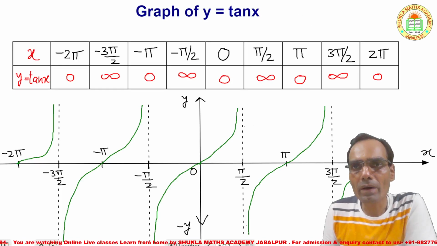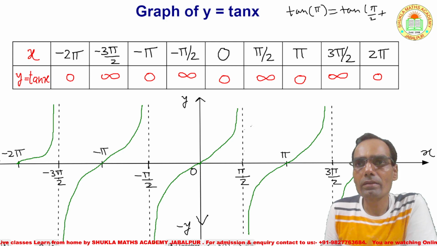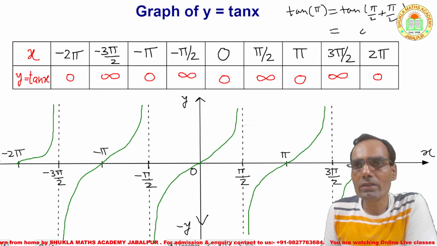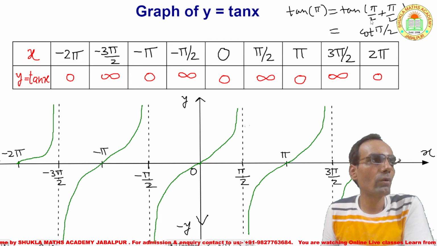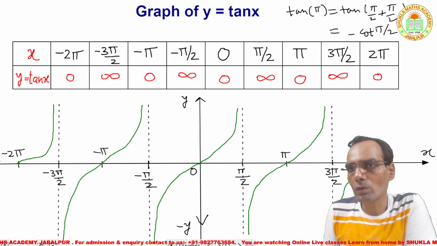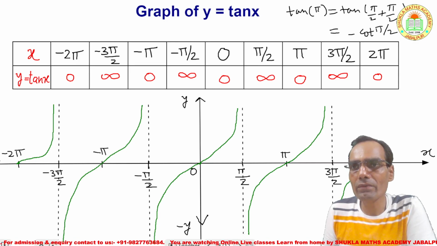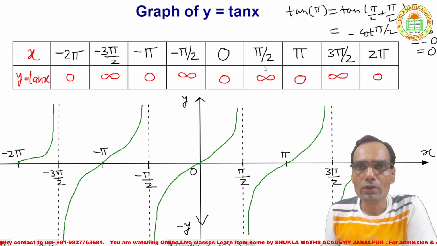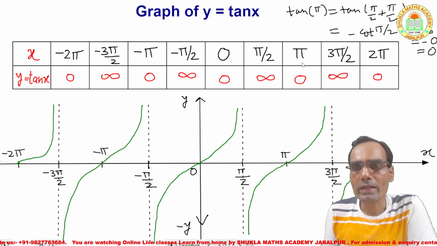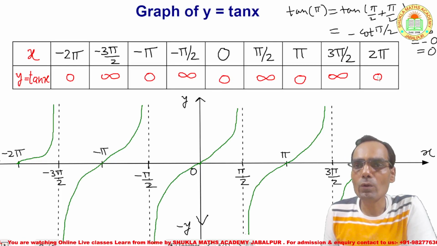You can find tan pi by the formula: tan pi we can write as tan of 90 plus 90, right? So tan of 90 plus theta is minus cot theta, meaning minus cot 90, and cot 90 is, you know that tan 90 is infinity, so cot 90 is its reciprocal, 1 by infinity, and 1 by infinity is always 0. Remember this, student, right? So it is minus 0, meaning 0. So at the point pi, tan is 0, and similarly tan of 3 pi by 2 is infinity again, and at the point 2 pi, tan is 0.